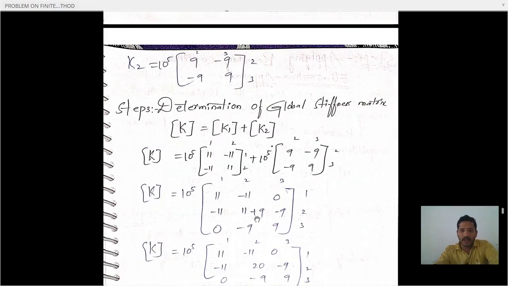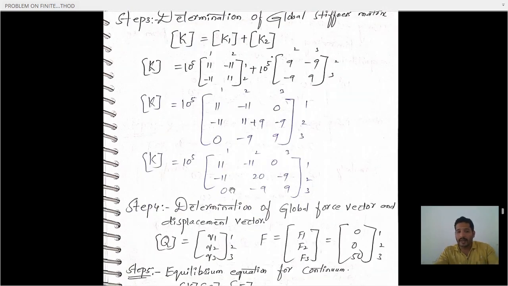After that, we need to find the global stiffness matrix. We know very well, because we already found the values of K1 and K2, we just need to add: K is equal to K1 plus K2. K, the global stiffness matrix, equals 10 power 5 times the elemental stiffness matrix for the first element plus the elemental stiffness matrix for the second element. We have to arrange the nodes in systematic order: first, second, third.